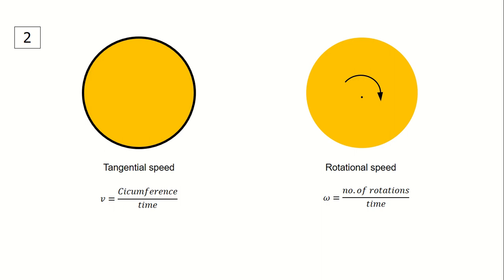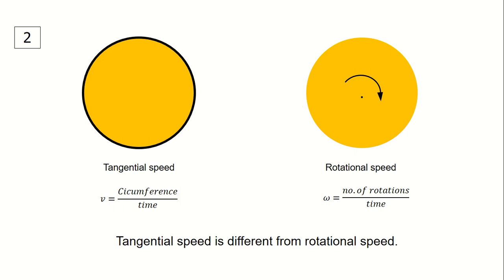So, while the outer dot has higher tangential speed than the inner dot, both of them rotated only once during the same period. Hence, their rotational speed is the same, and they would reach the finish line at the same time.